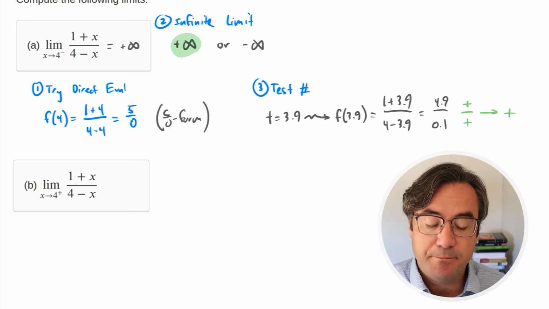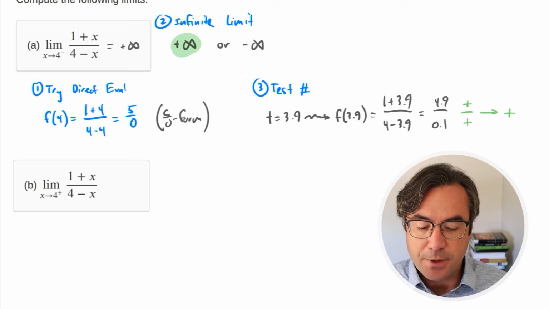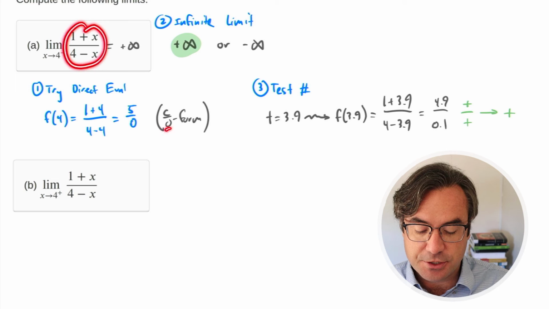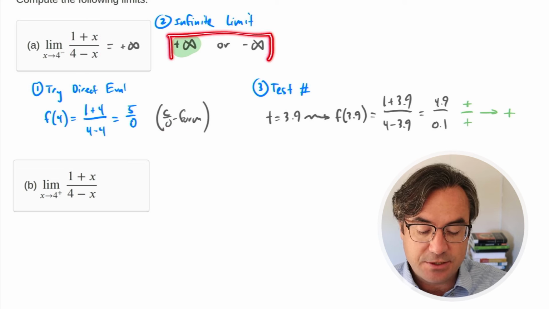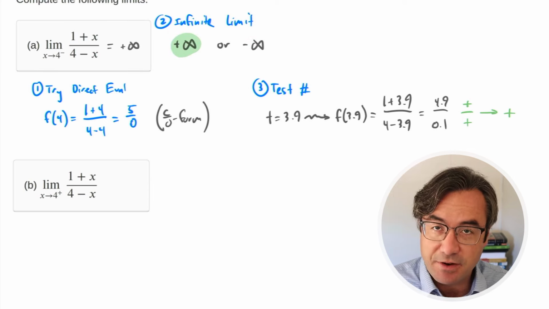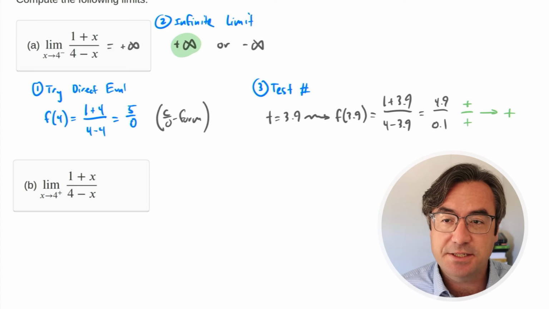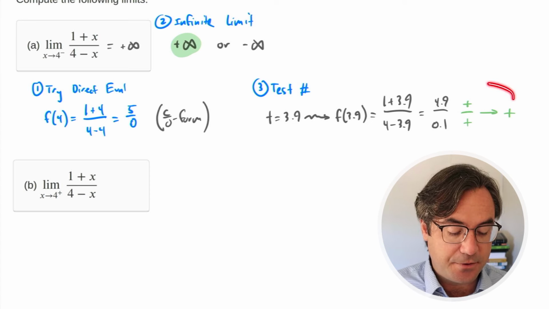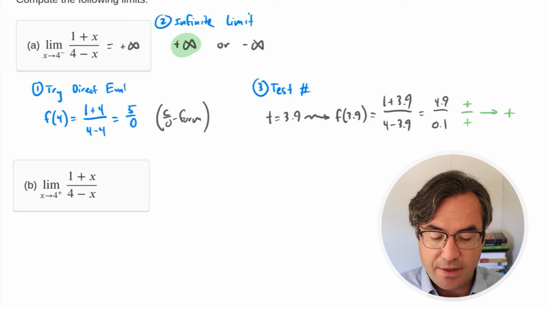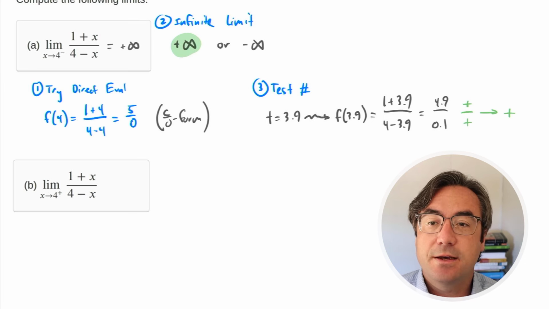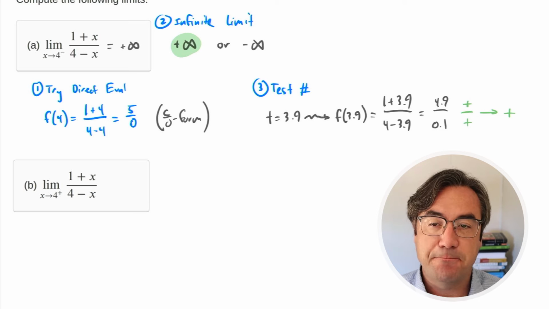All right, and that's the idea. So for doing these limits algebraically, we want to first identify that we actually do have a C over 0 form. Then the second step is just to recognize what that form tells us. So we have an infinite limit then. And then the third step is, pick a test number and see if the result, when you plug that in, is positive or negative. And then that tells you what ultimately the limit's doing, either positive infinity or minus infinity.